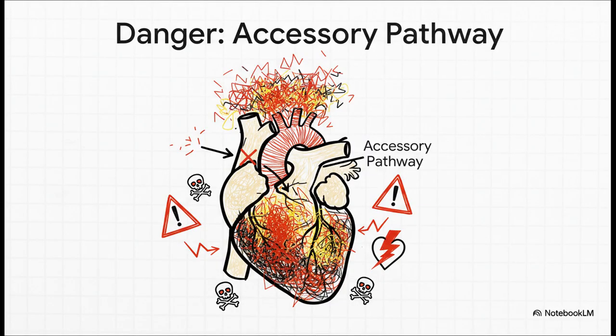In WPW, there's this extra electrical highway, an accessory pathway that bypasses the normal AV node. So if you give a drug that blocks the normal route, you're essentially forcing all of those chaotic atrial impulses down this unprotected superhighway. This can cause a ventricular rate of over 300, which will very quickly degenerate into ventricular fibrillation and cardiac arrest. It is a potentially lethal mistake.